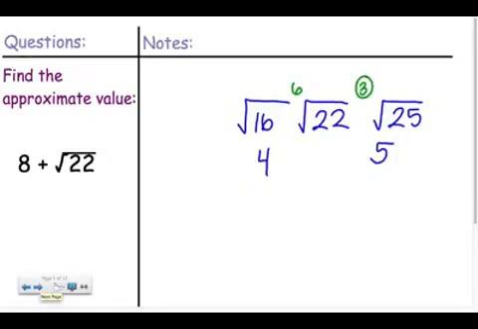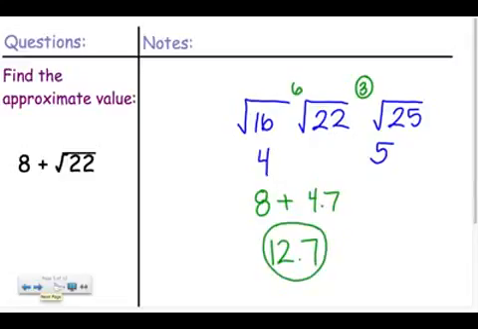So let's approximate it, let's say 4.7. But keep in mind that's not our answer, we have to add on 8 to that. So 8 plus 4.7 is 12.7. You could have had 4.6, 4.8, again, we're approximating, so all of those would have worked.